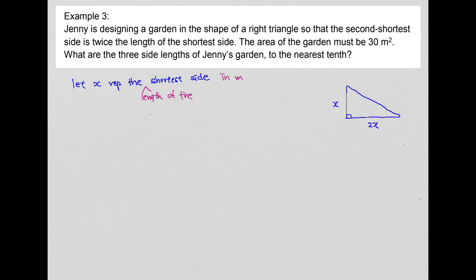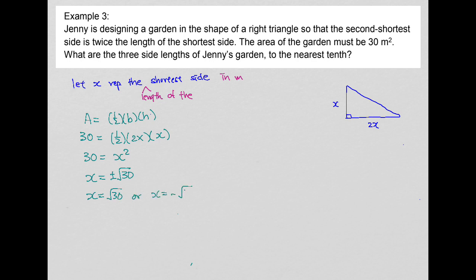And now we know the area of the garden must be 30. So we know the area of a triangle is half base times height. Area 30 equals half. Base is 2x, the height is x. So half times 2 is 1, so x times x is x squared. So how do I get rid of the square? You have to do positive and negative square root of 30. So x equals the square root of 30 or x equals negative square root of 30. Because x represents the length of the side of a triangle, it can never be negative. So this negative one is invalid.